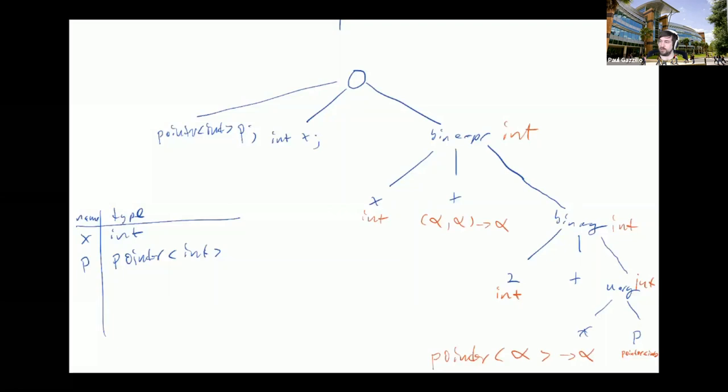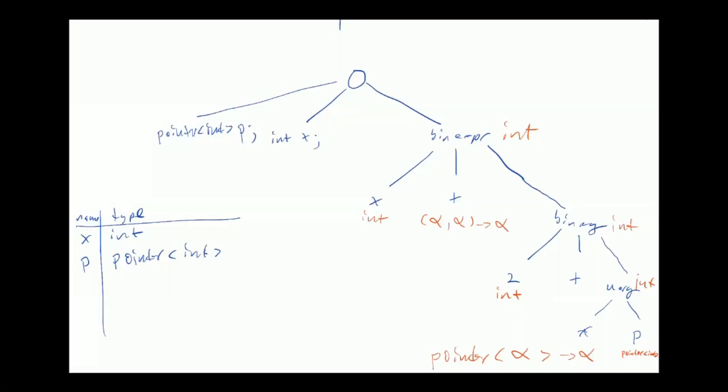Okay, so questions on this type checking algorithm. Is this what Bison was doing in the background on our last project, or is this the next step?